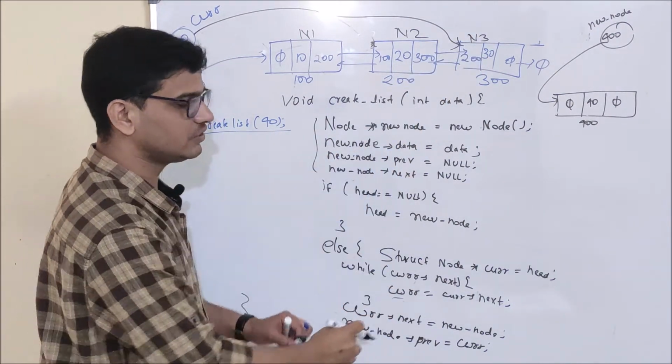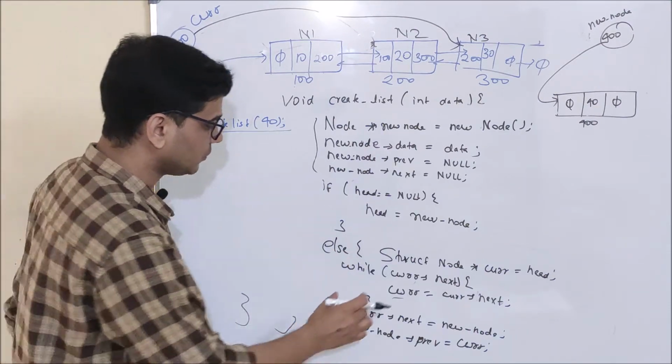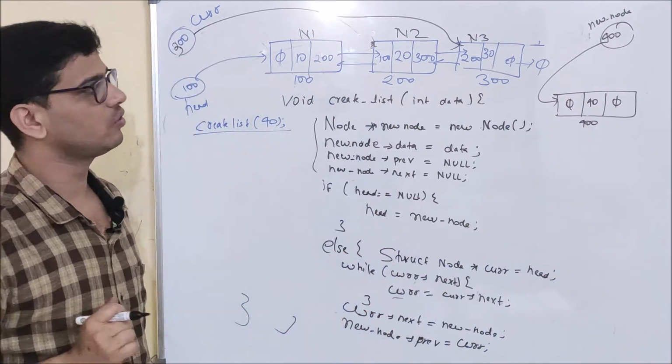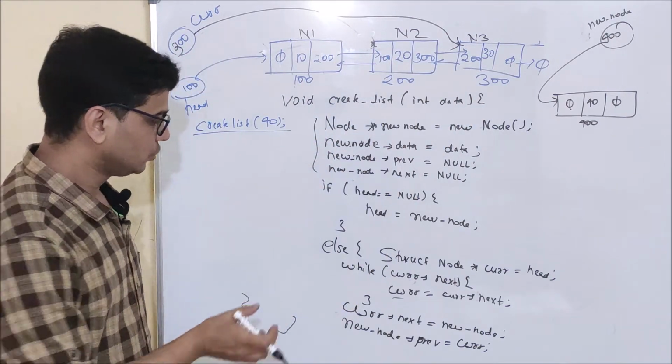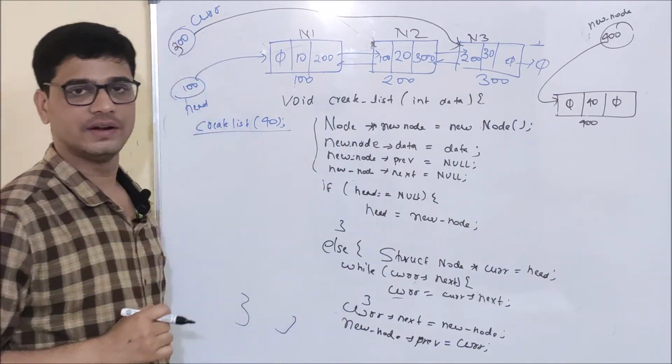So again this while check will be done. And what are we going to check? Whether current dot next is there or not. And as you can see here, current dot next is null. So this while loop will terminate.